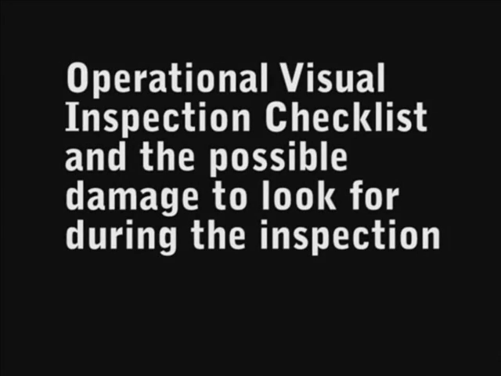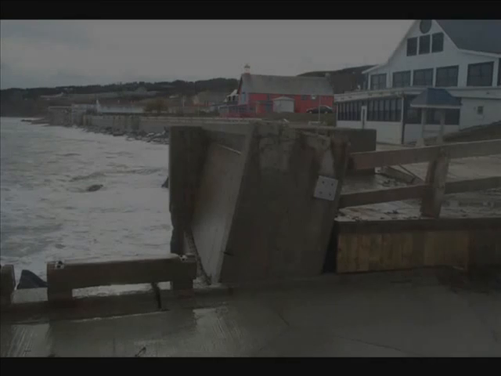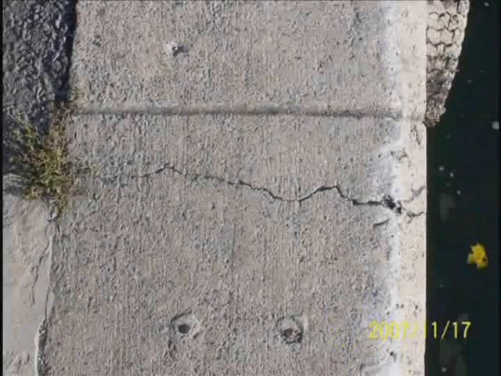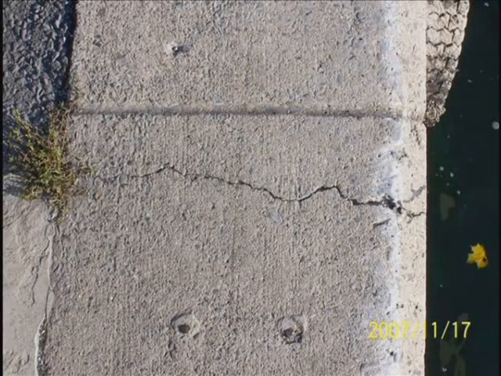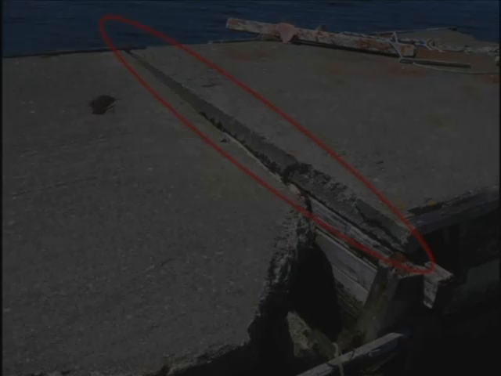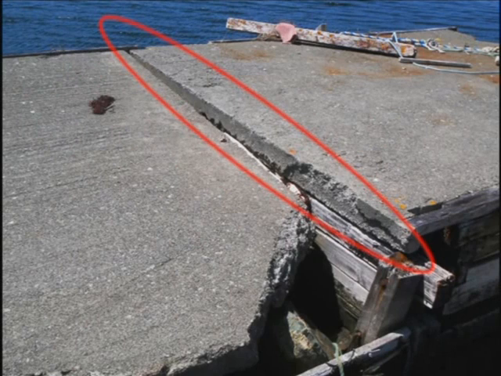The following components should be inspected during operational visual inspections of concrete retaining walls and the possible damage to look for during the inspection. Check the wall face alignment. Look for the wall leaning outward or inward. Look for transverse cracks along the top edge of the retaining wall. Or look for the settlement of the deck slab behind the wall. Check expansion joints. Look for the separation between adjacent sections at the expansion joints.